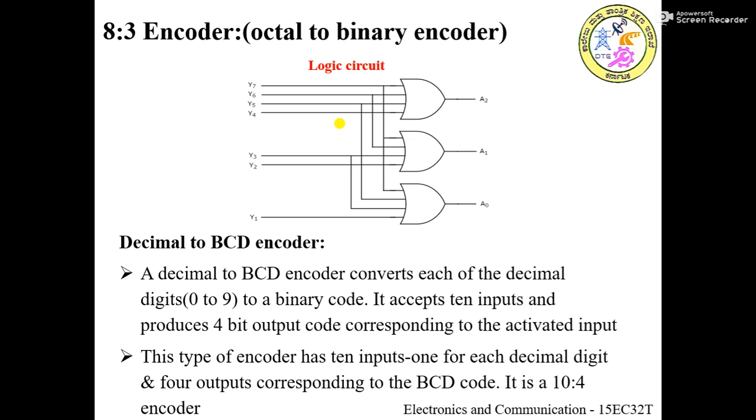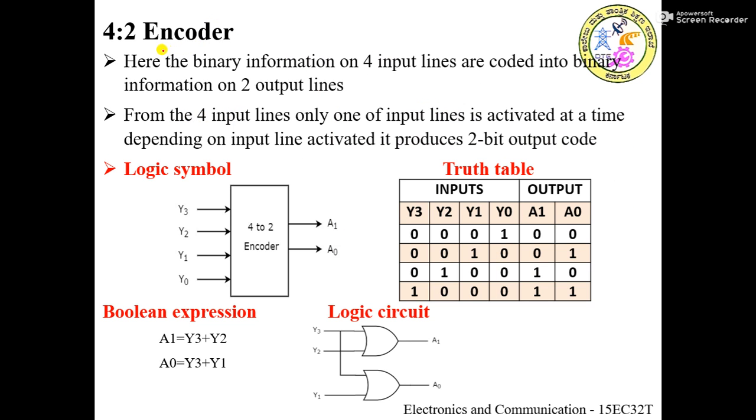Let us consider an example. As we have already seen the 4:2 encoder operation, it consists of 4 input lines and 2 output lines. This 4:2 encoder receives the decoded information on 4 input lines and produces the encoded output on the 2 output lines. The decoded information, in the sense, out of these 4 input lines, any one input line will be active high. Depending upon which input line is active high, corresponding to that, an encoded output will be produced on the 2 output lines.